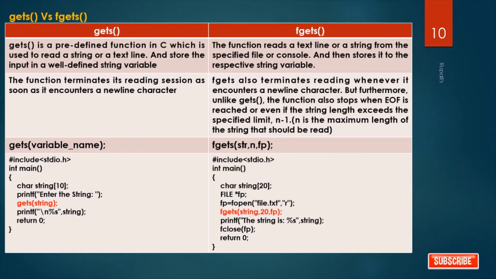So, what is the syntax? Syntax of gets is just write gets, then the variable name. See here, I declare one character array, string, and here I write gets(string). In case of fgets, you have to write fgets(str, n, fp), where str is the string, meaning the base address of this string, 20 is the maximum length of the string that should be read, and fp is the file pointer.